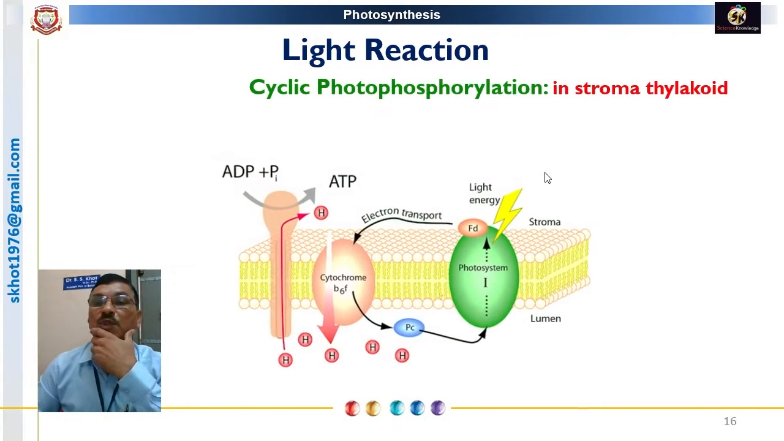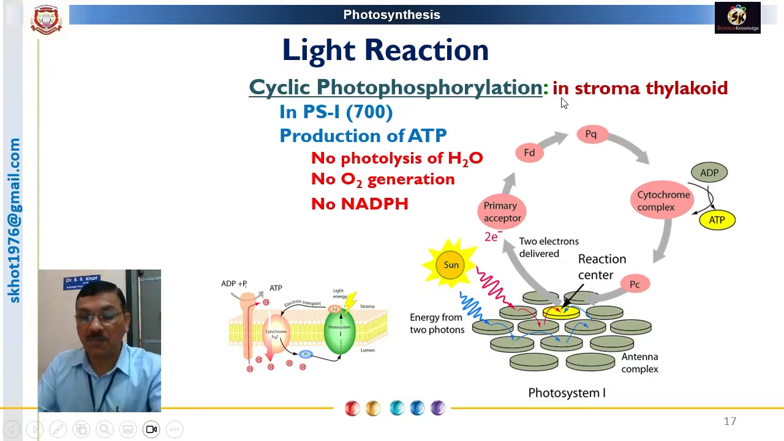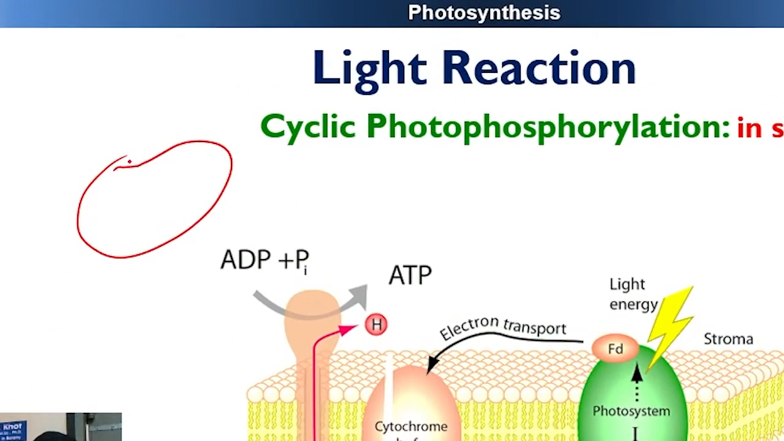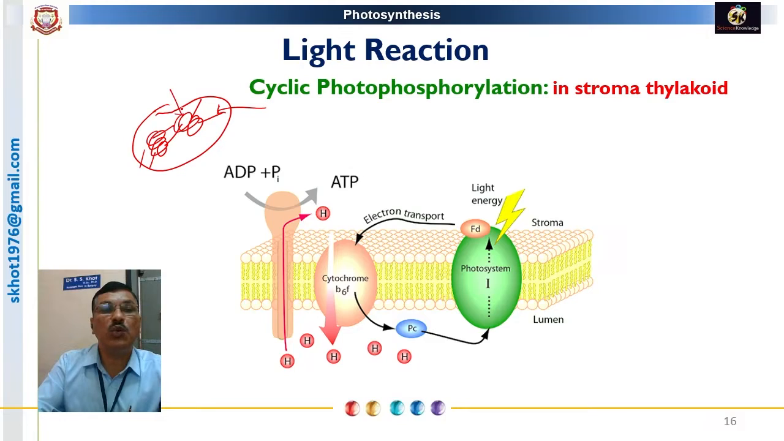So cyclic photophosphorylation occurs in stroma thylakoid. We have seen the structure of chloroplast. It includes grana thylakoids, and these grana are connected by stroma thylakoids. The process of cyclic photophosphorylation occurs in stroma thylakoids. It may or may not occur in grana thylakoid. So mainly it is present in stroma thylakoid.